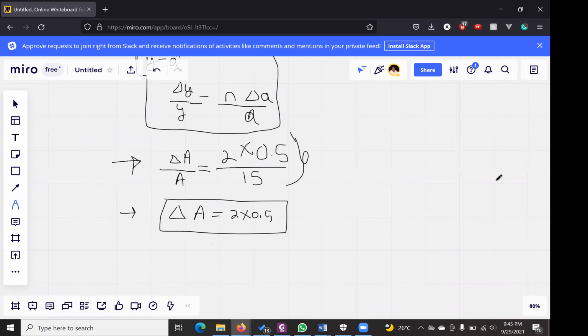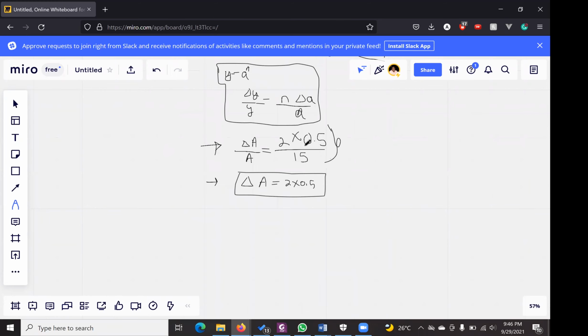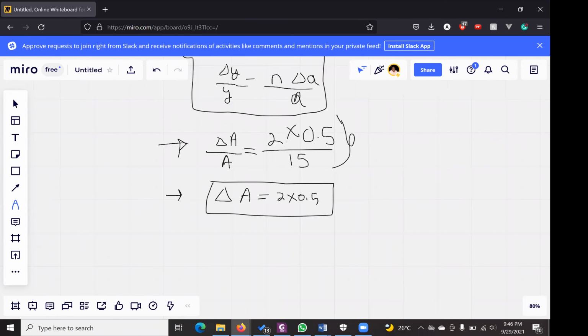Yes, sir. For your greatest percentage error now, what we're doing is using the fractional error, which you have here already, 2 times 0.5 over 15, and we'll just multiply that by 100. Anybody can work that out and tell me what they get, please. Just put the 2 times 0.5 divided by 15, multiply that by 100. I got 6.66.